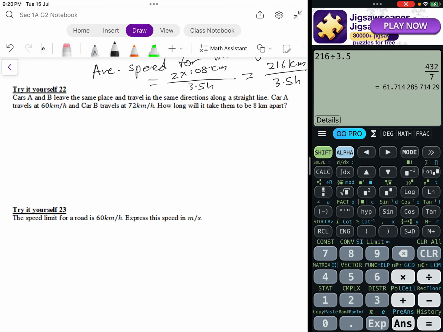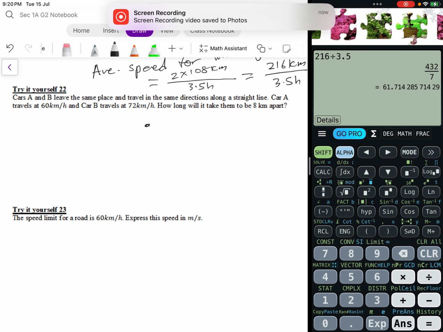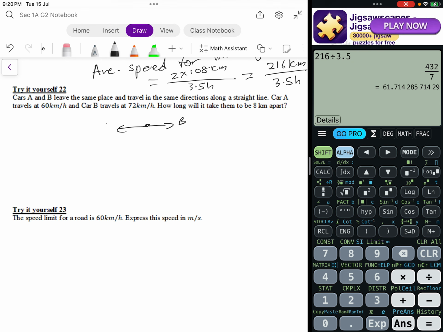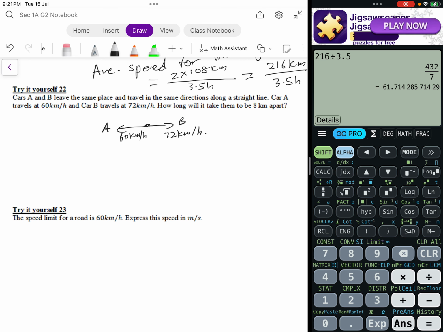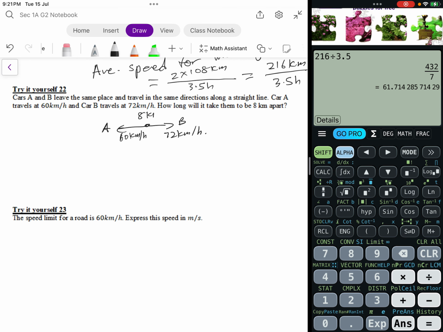Okay, try yourself 22, right? So again, you have car A and B leaving the same place. One traveling in this direction and one traveling in this direction. How long will it take to be 8 kilometers apart? They're both traveling at different speeds, right? Car A is 60 kilometers per hour. Car B is 72 kilometers per hour. So how long will it take to be 8 kilometers apart?